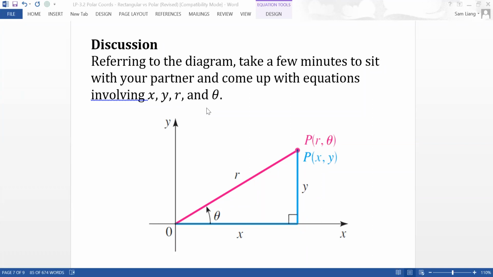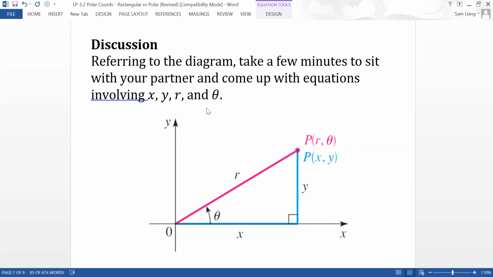And did anyone come up with a formula involving theta? X divided by cosine theta. One more time? X divided by cosine theta. What should that be equal to? It should be equal to r. Okay, good. Yes. We're going to see another form of that. It's going to be r cosine theta is x. Good. Very nice.